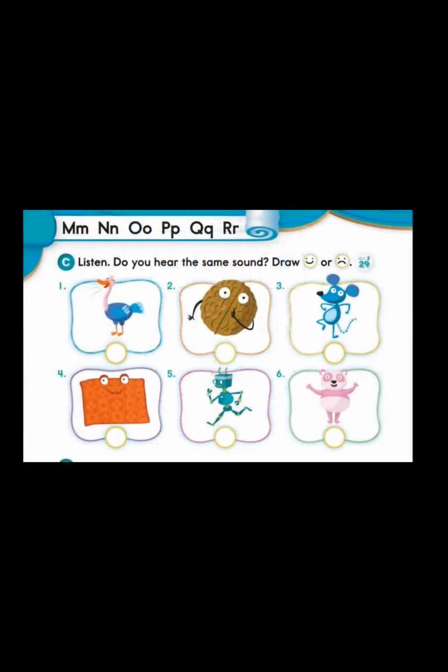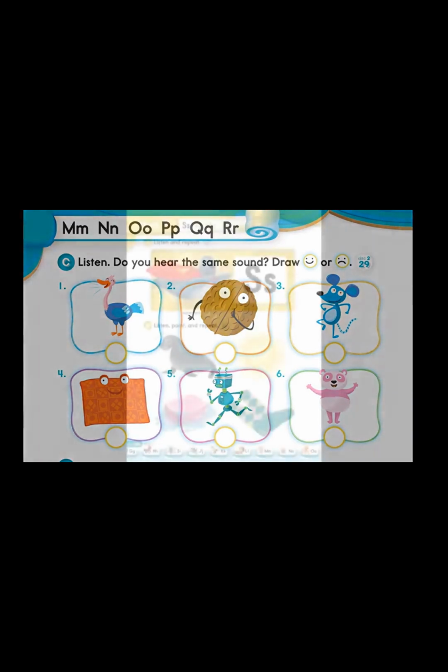62. C. Listen. Do you hear the same sound? Draw. 1. Noisy ostrich. 2. Quiet nut. 3. Merry mouse. 4. Orange quilt. 5. Racing robot. 6. Pink panda.